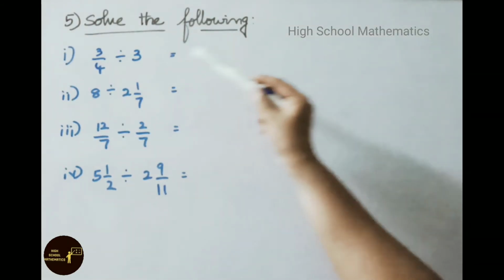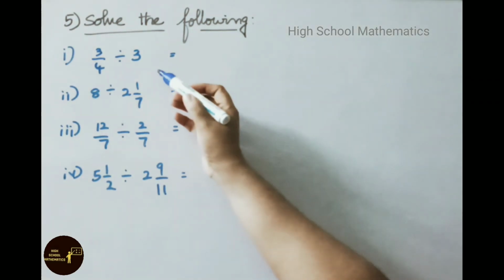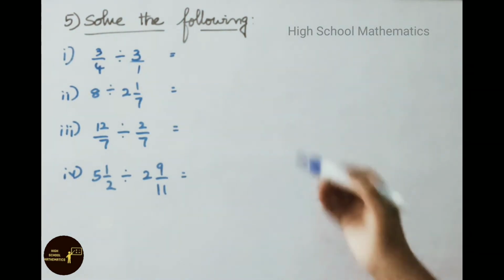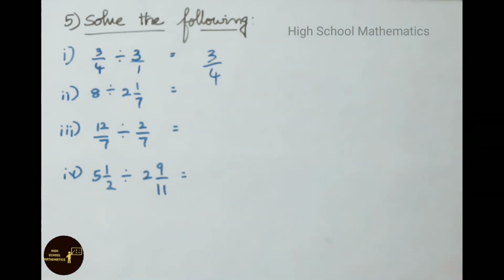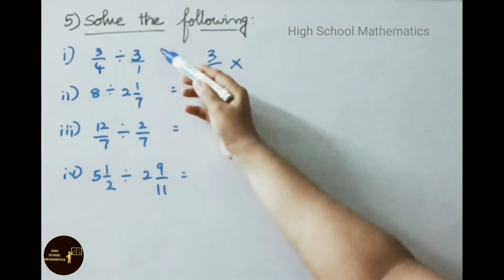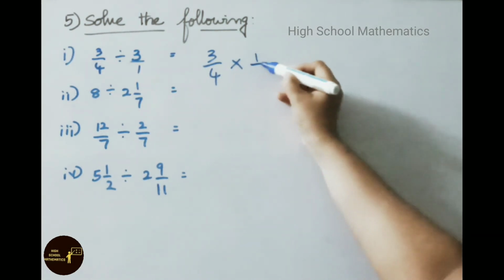See now question number 5. Solve the following. See the first sum, 3 by 4 divided by 3. Here the denominator is not having any number, we can take it as 1. Let us solve this sum. Write down 3 by 4. Whenever fraction division is going on, we have to change the division symbol as into and write the second fraction as reciprocal. That is, 3 by 1 can be written as 1 by 3.